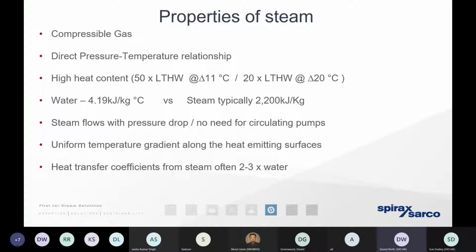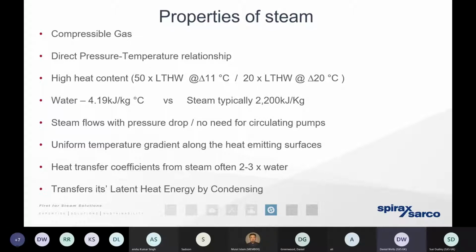But the one thing that I want to leave you with on this slide is the understanding that when steam gives up its heat energy, it does so by condensing, but it doesn't give up all of its heat energy. It only actually gives up what we refer to as its latent heat.